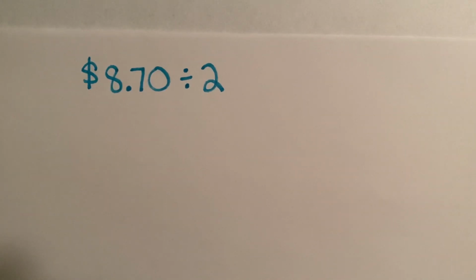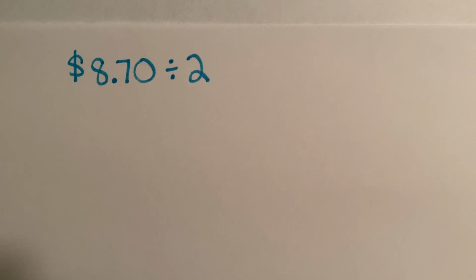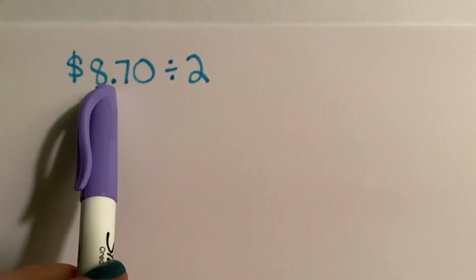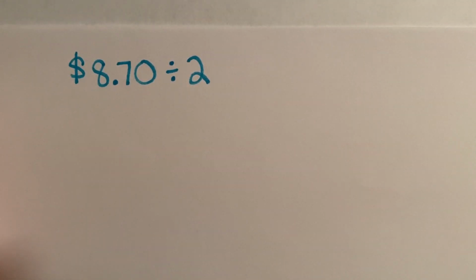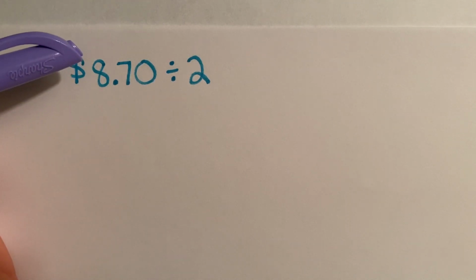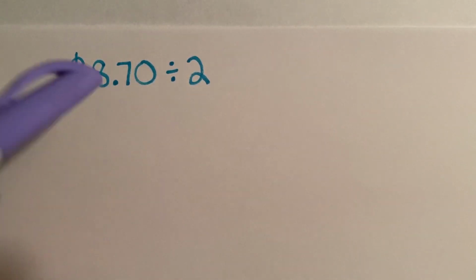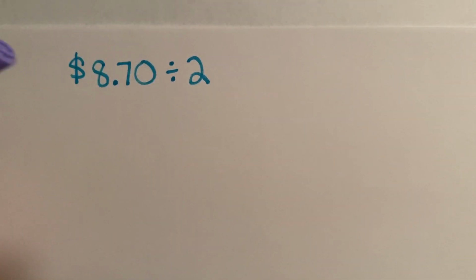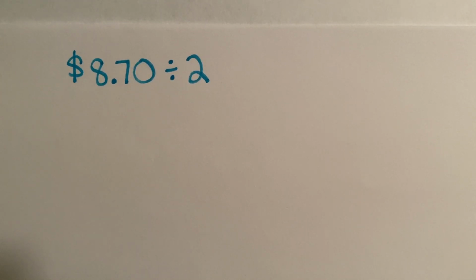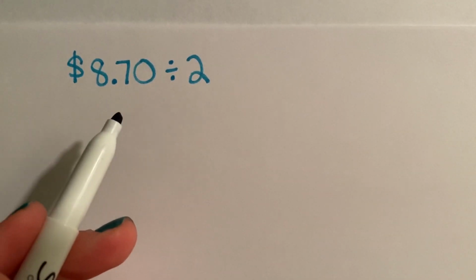Our first example might look familiar because money is familiar to all of us. So say you bought something for $8.70, but you and a friend are splitting it. Maybe it's popcorn, candy, something like this. So if something costs $8.70 and you want to divide it by 2, so you want to know how much money each of you owes toward that thing you bought, there's 2 different ways we could go about it. The first way, we could just do long division.